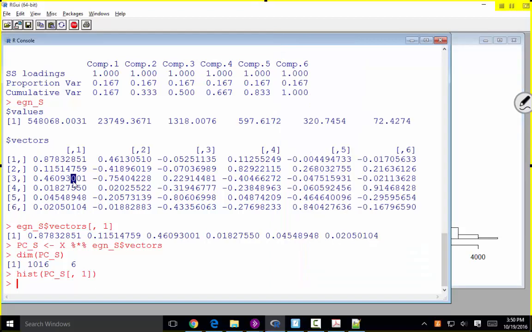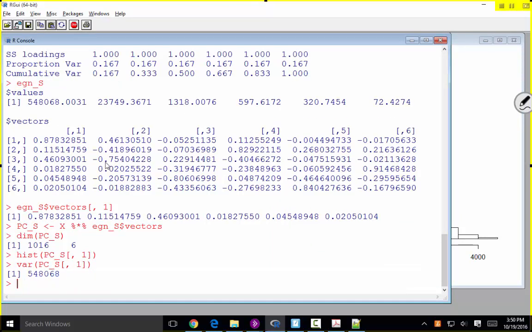The variance of this principal component is equal to the first eigenvalue. The most informative direction for explaining these data is given by the first eigenvector of S. And the informativeness of it is given by its variance, which is equal to its eigenvalue.